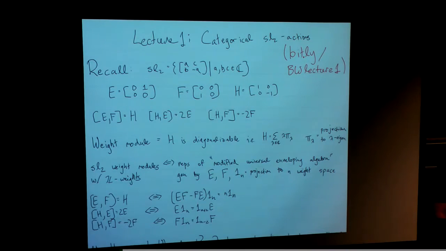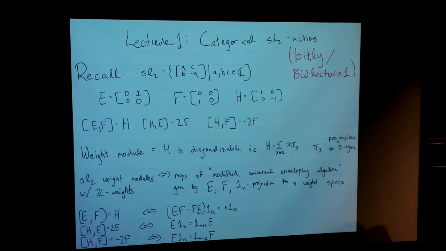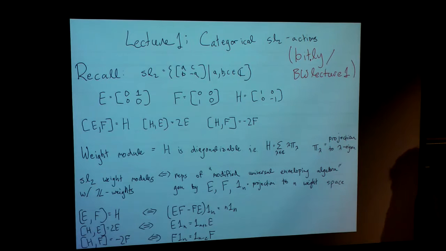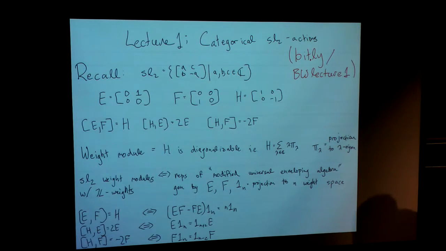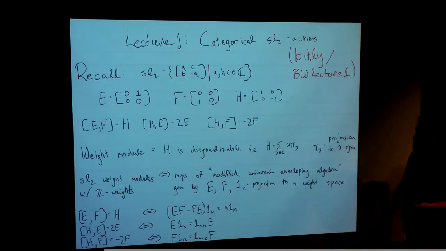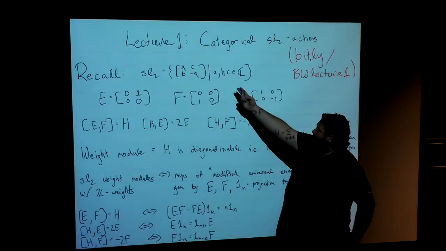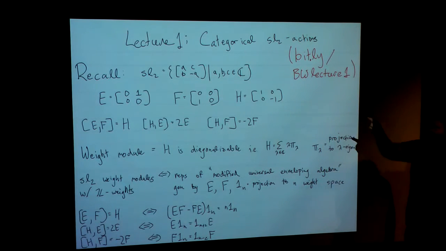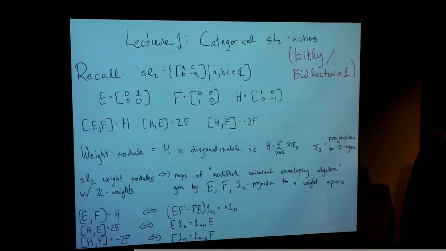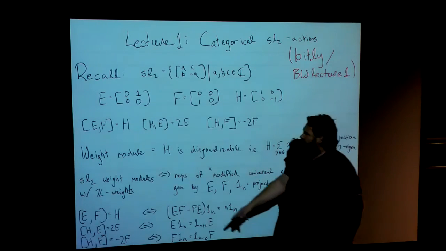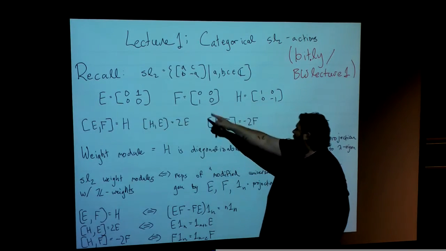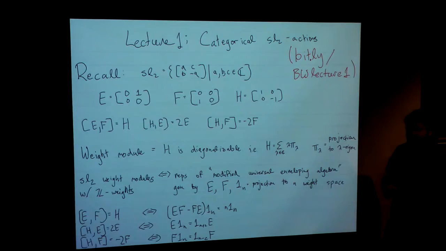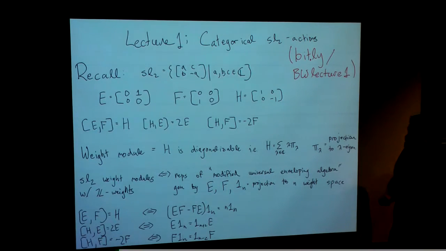All right, but before I explain categorical SL2 actions, I have to talk a little bit about the usual SL2 actions on vector spaces. So recall, sl2 is the Lie algebra of trace-free matrices. There are 3 parameters there, a, b, c, so it's 3-dimensional. And of course, there's a standard basis E, F, and H. And they satisfy these famous relations.